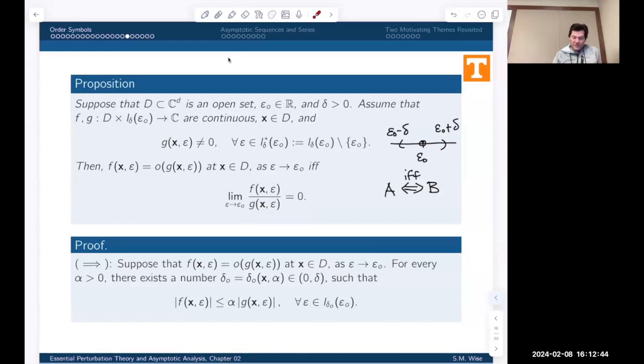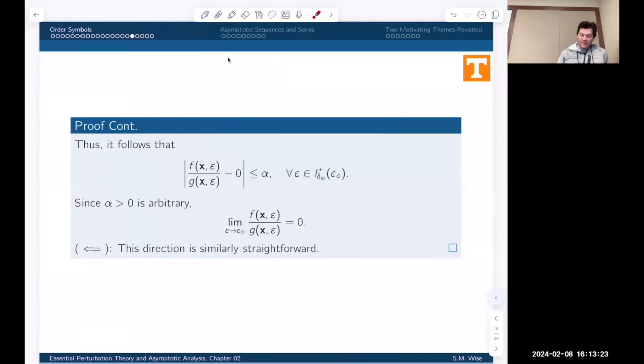So f is little o of g as epsilon goes to 0. For every alpha, there exists a number delta naught, between 0 and delta, such that if epsilon is in the interval around epsilon naught, then the absolute value of f of x is less than alpha times the absolute value of g of x. Make sense? That's the definition. So we want to show that that somehow implies this statement here.